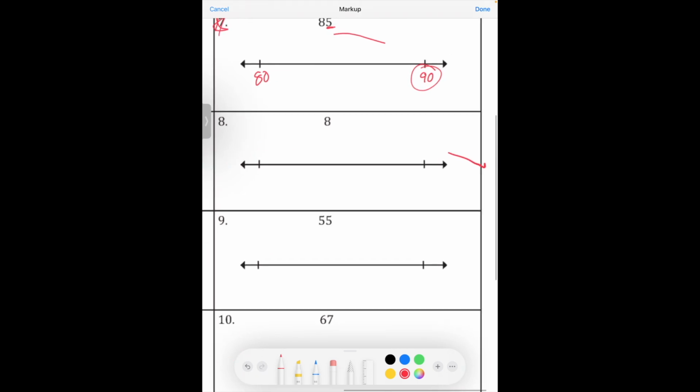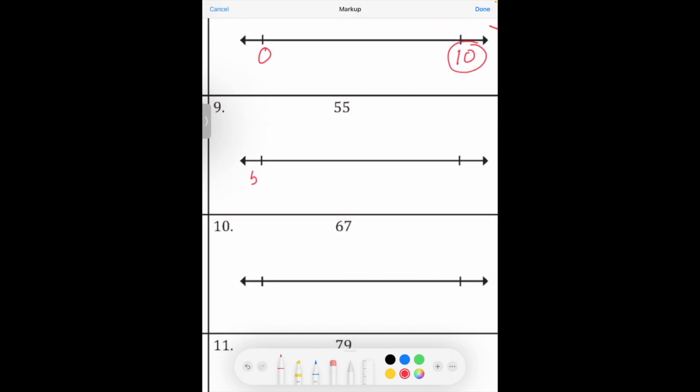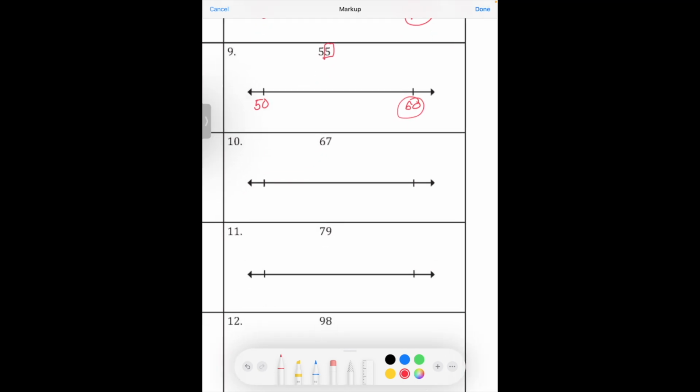All right, here we go. This one's a little tricky for some people, and it's in the ones place, there's only the ones place, it's 5 and above, give it a shove. Number 9, 50 or 60. 5 and above, give it a shove. All right, next one, 67. So it's either down to 60 or up to 70. 5 and above, give it a shove.